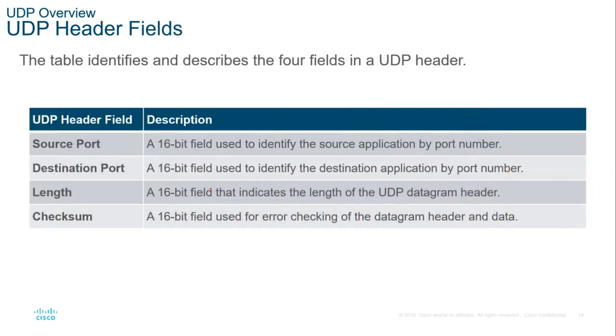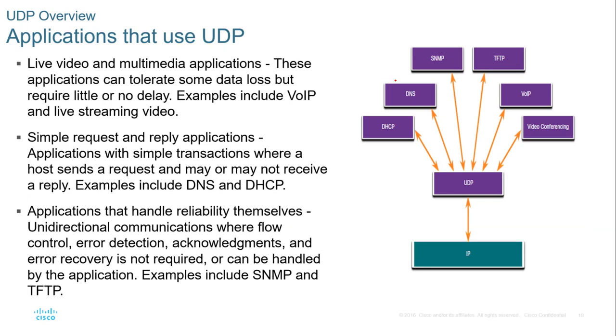So we have here length, which indicates the length of the UDP datagram header. Then we have checksum for errors. Then we have source and destination port numbers: source application and destination application, still identified by port numbers.